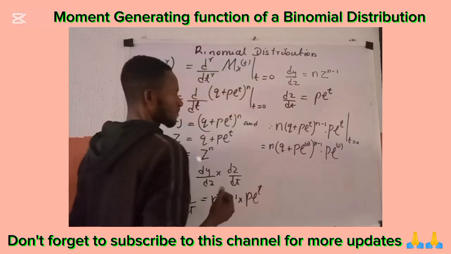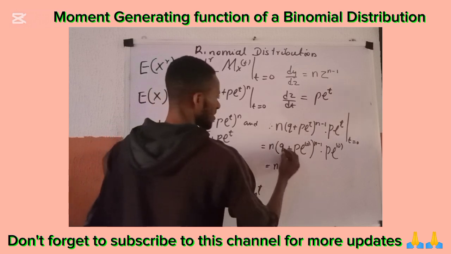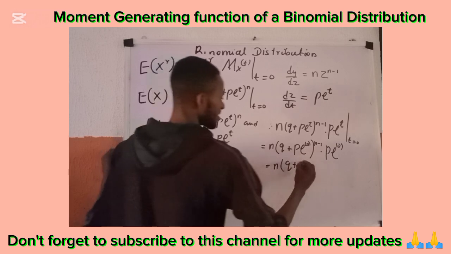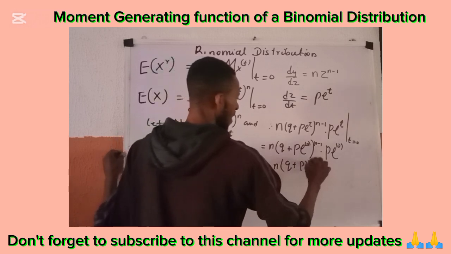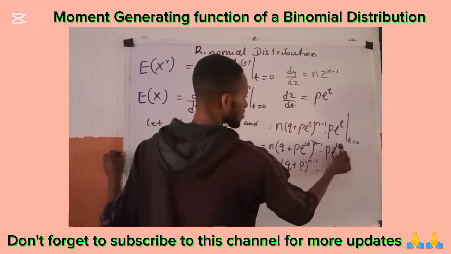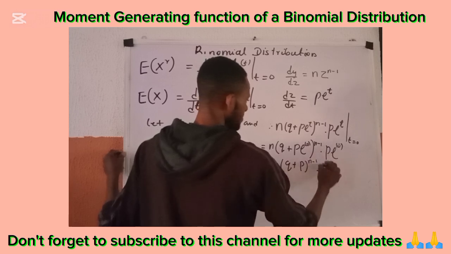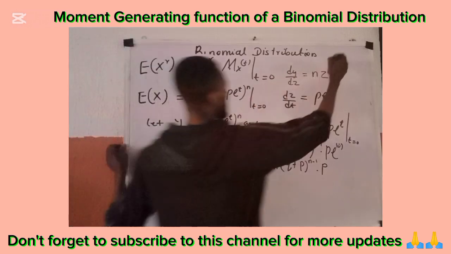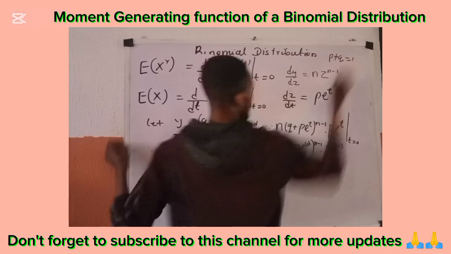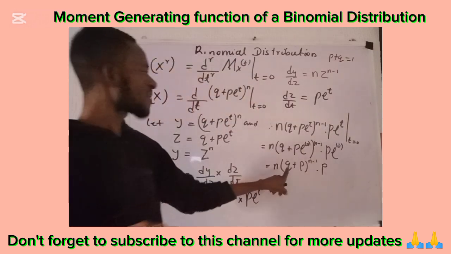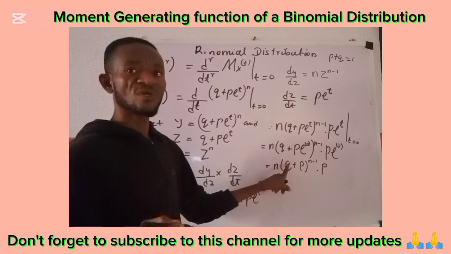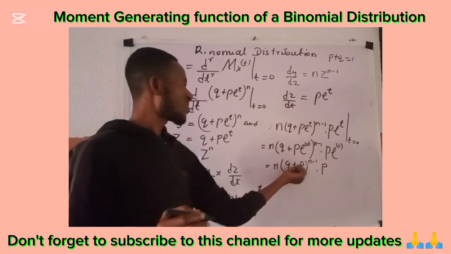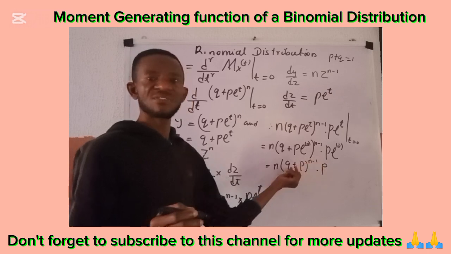This is the same thing as n into q plus, anything raised to power 0 is 1, multiplied by p gives me p, then raised to power n minus 1, multiplied by anything raised to power 0 is 1, multiplied by p gives me p. Remember that I earlier mentioned that p plus q is equal to 1. What I have inside this bracket is p plus q, which means what is inside this bracket is 1. So if I put in 1 here, 1 raised to power anything is just 1.